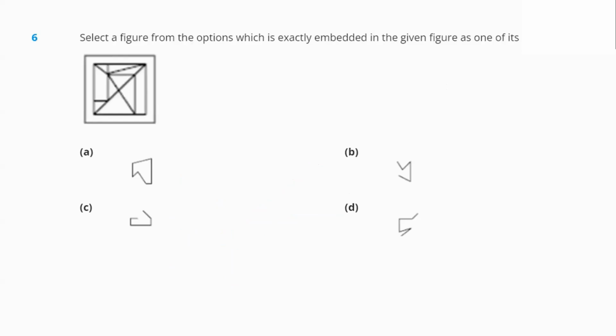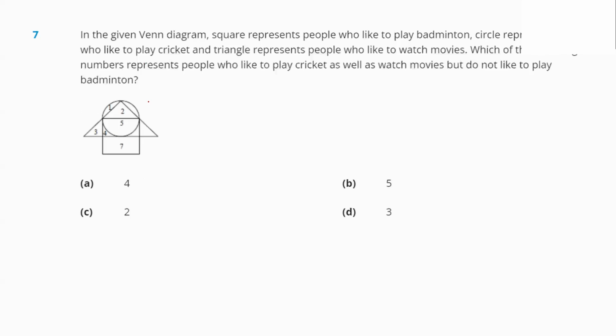Moving on to the next question. Select a figure from the options which is exactly embedded in a given figure as one of its parts. Let's check the first. If we assume this to be a first line, this turn, then this turn, then this one, then this, and this. Yes, we are getting first option. So our answer is option number A.